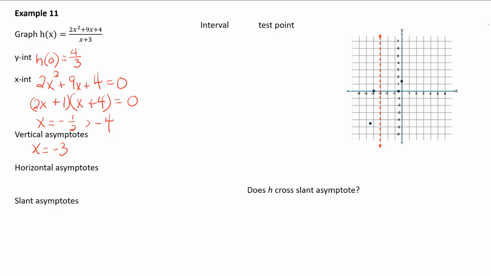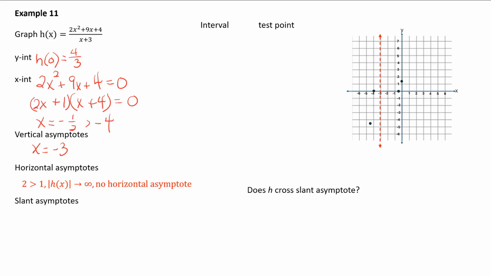Horizontal asymptote. For that, we look at the degree of the numerator and the degree of the denominator. The degree of the numerator is 2. The degree of the denominator is 1. Therefore, the numerator dominates, and this function just gets bigger and bigger without bound. So that means that there is no horizontal asymptote because it's just getting huge. It's not going to ever be stopped. So no horizontal asymptote.